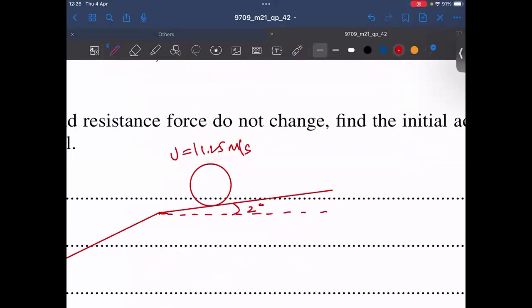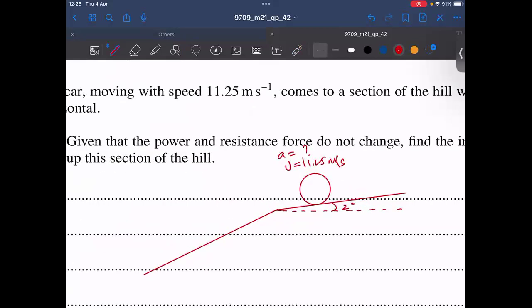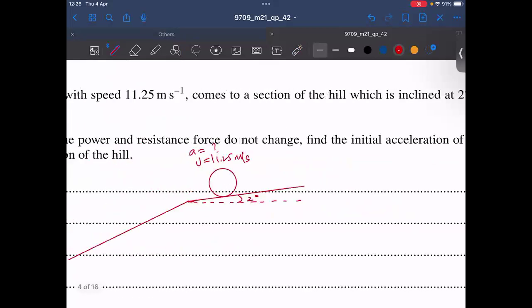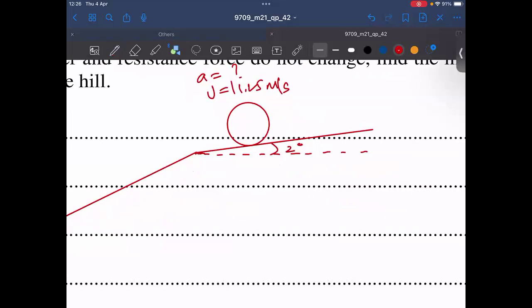And at this point, what was the acceleration? That's what we are supposed to find. And this says that the power and resistance force do not change. The power remains the same. Find the initial acceleration of the car. Now, what is going to vary? What is going to vary? Let me draw.